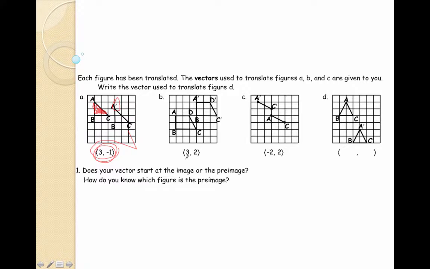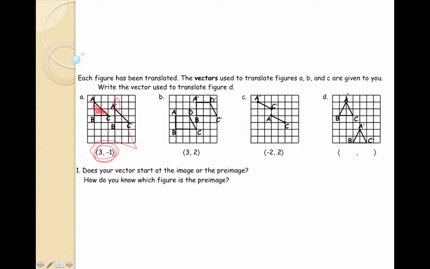This one went to the right 3 and up 2 because the 2 is positive. So you would take each point, A, 1, 2, 3 to the right, 1, 2, up. And you would do the same with B, C, and D, and then you'd put the prime. Same with this one. You start with this one because it doesn't have the prime, and you go to the left 2 because of the negative 2, and then up 2. So over here, that one's left blank.